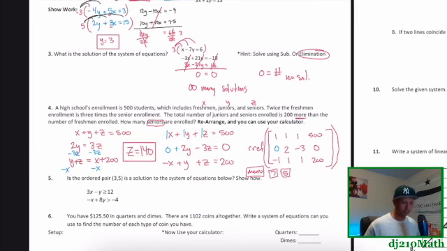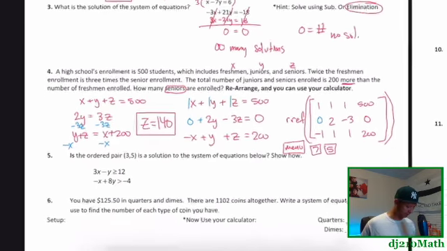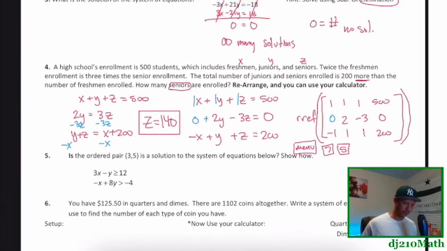140 seniors enrolled. 140. It's the bottom answer. They're always in order, right? X, Y, and Z, it's the bottom answer. I can't show you, but it's the bottom right corner on your calculator. I guess I can show you. Disregard the 1s and 0s. We don't really need to know what that is at the moment.